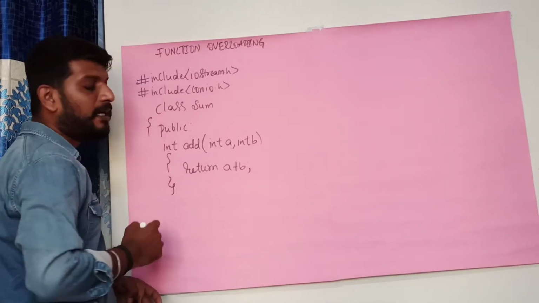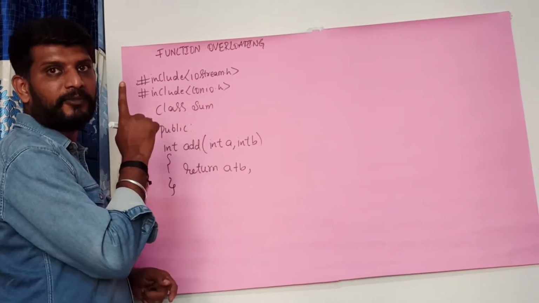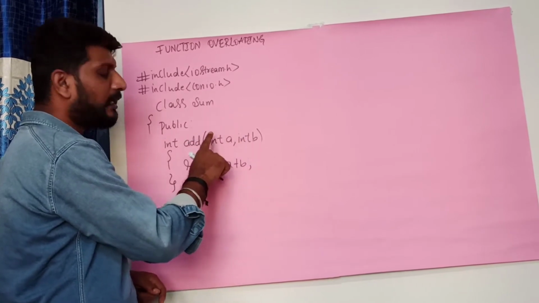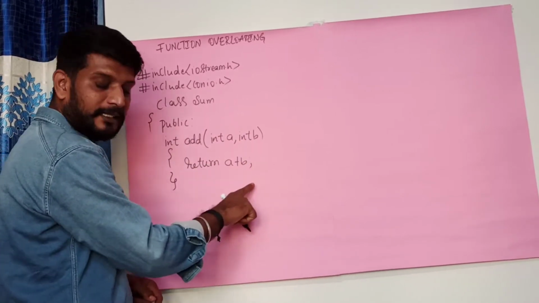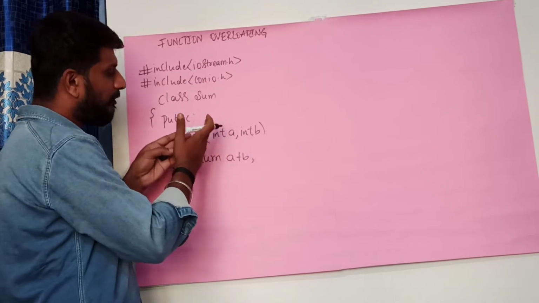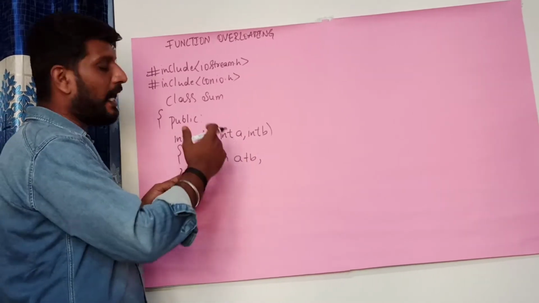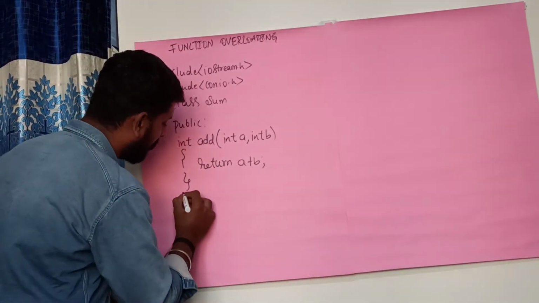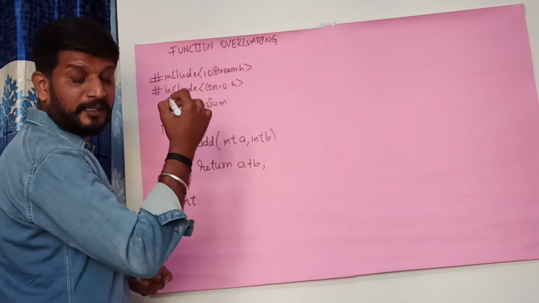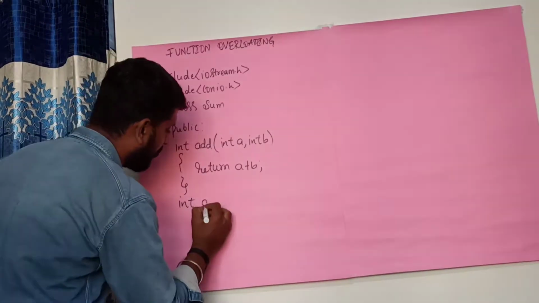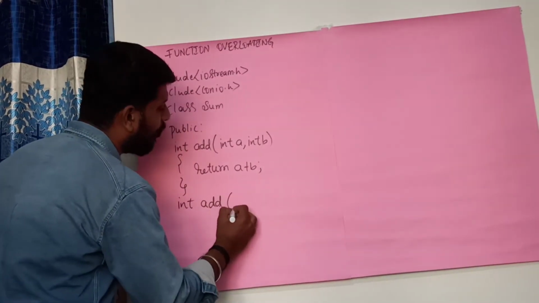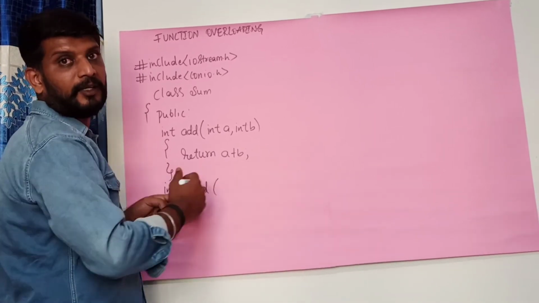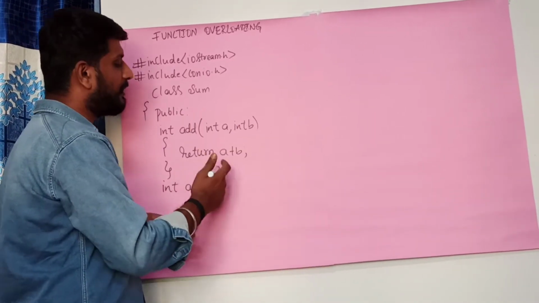Now I have created one function. The name of the function is add and it takes two different arguments of kind integer. What this function does is add the two arguments, or the values, and return that value. Next, I will create another function with the same name, int add. Now I will make use of three different arguments, or pass three different arguments to this function.